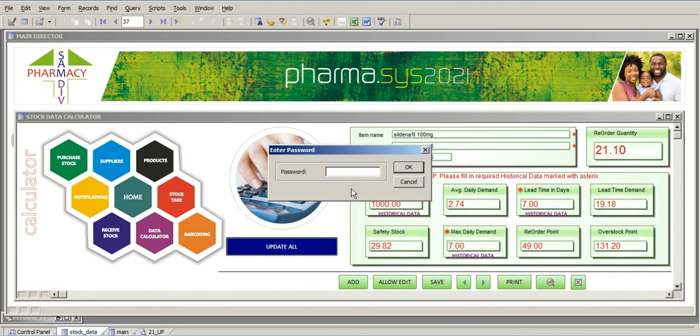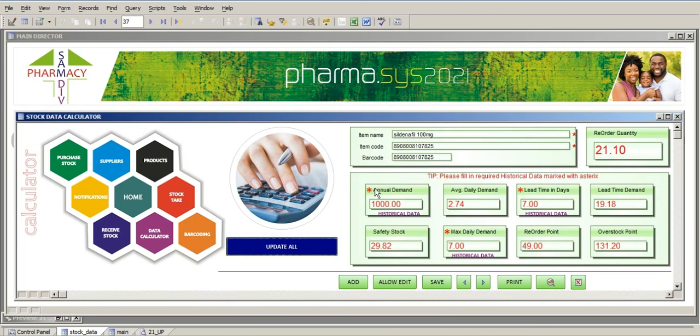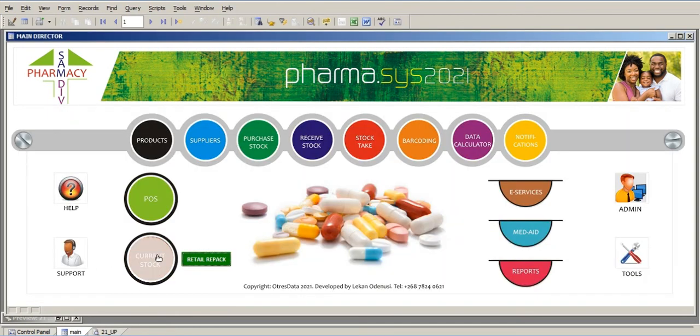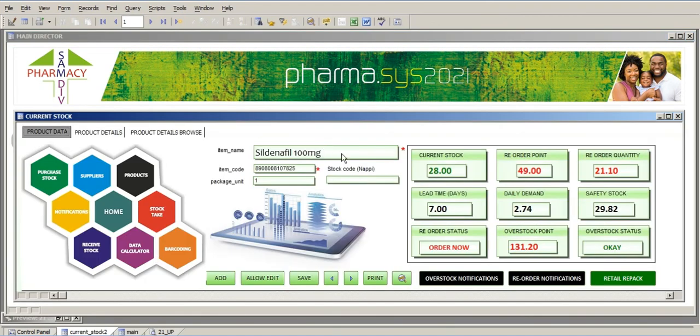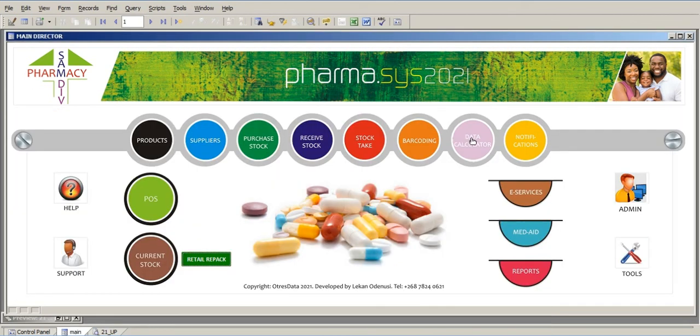So let's save that, and then we go to update all. It will ask for our password. And once we have done that, we save again, and then we go out of stock data calculator. Now let us go back to current stock and see what has happened in slide and fill. You can see it was empty before, but now it has been calculated for us, and this will help the manager to know what is happening in his stock and what actions to take. And even all this will be sent to notifications, but I don't want to go into notifications now until we get to notifications. So that is what data calculator does in PharmaSys.